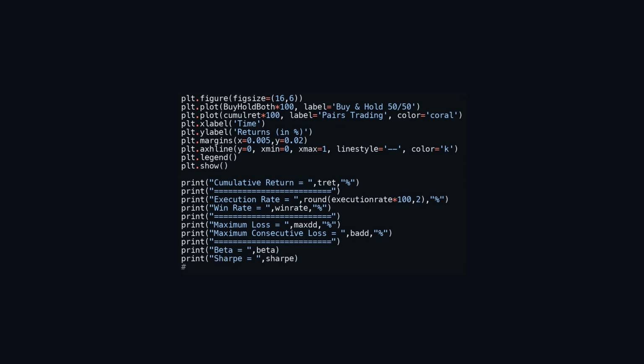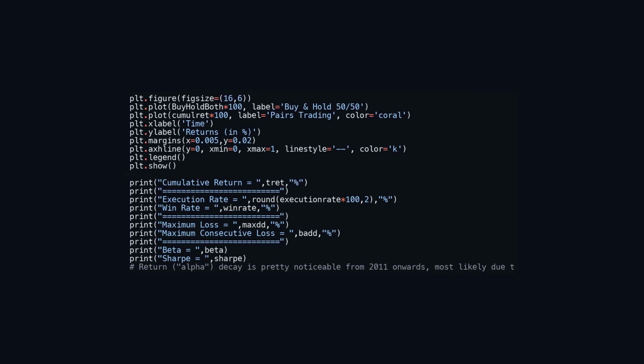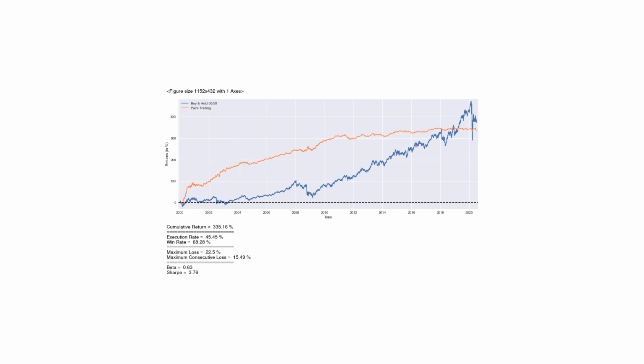Additionally, the code prints several performance metrics to the console, including cumulative return, execution rate, win rate, maximum loss, maximum consecutive loss, beta, and Sharpe ratio. This summary assesses the strategy's effectiveness and risk metrics, noting that the decline in returns since 2011 may result from overfitting and the lack of reinvestment of returns.